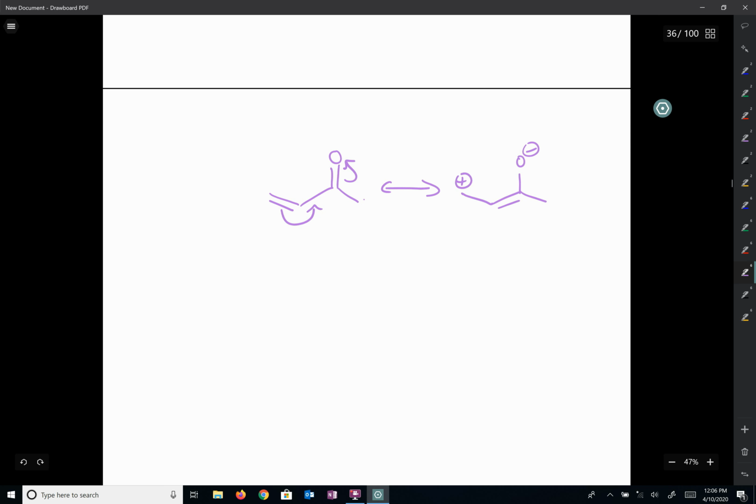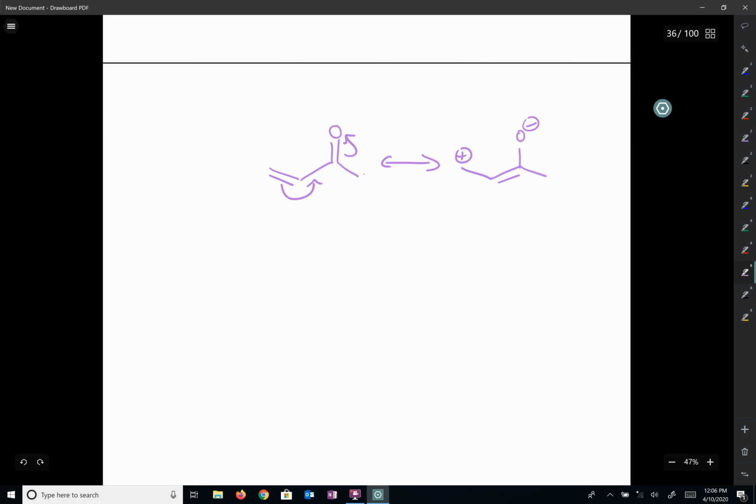This is what we just showed in the previous discussion, right? So if we're in a situation where we can use resonance to put a positive charge in a series of pi bonds, then we can call that a Michael acceptor.